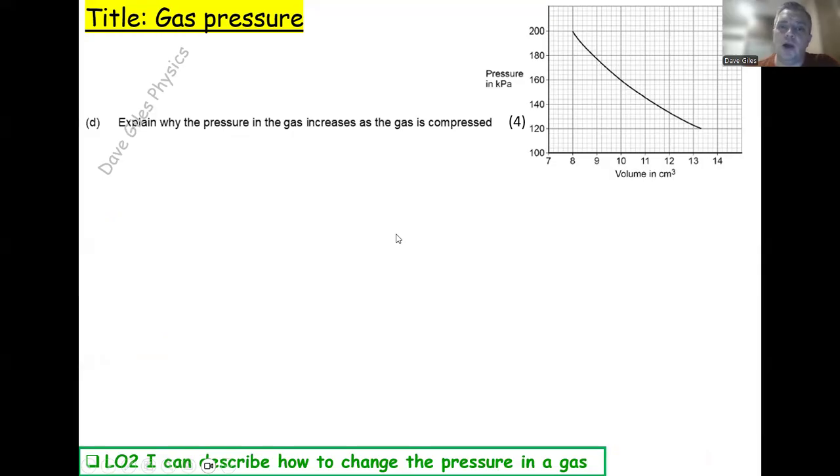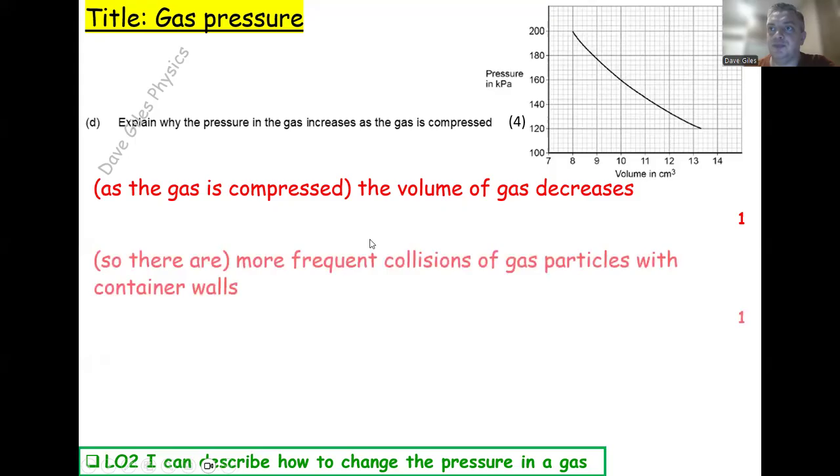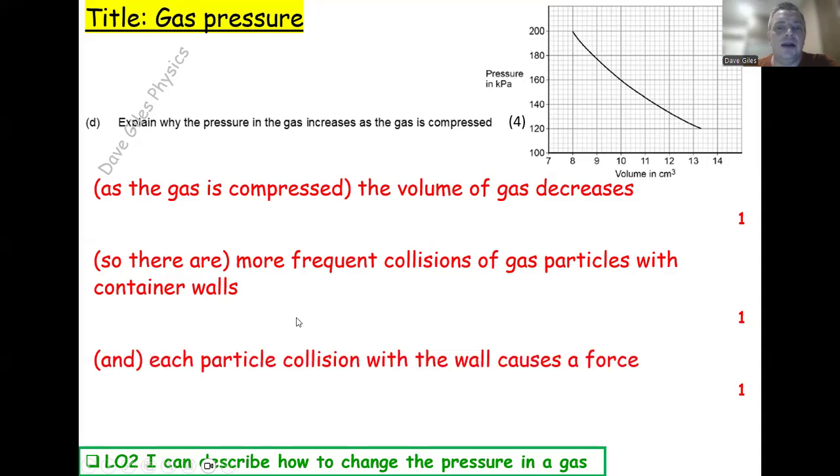And the final one for 4 marks is an explain question. So explain, which just means why something happened. So explain why the pressure in the gas increased as the gas is compressed. Okay, so as the gas is compressed, the volume of the gas decreases. So there are more frequent collisions of the gas particles with the container walls. Again, the key bit there is the container walls. Not just collisions, you have to make it very clear the collisions are happening with the walls of the container. And each particle collision with the wall causes a force. So there is a greater force on the walls for 4 marks.